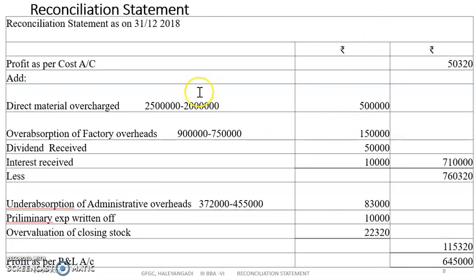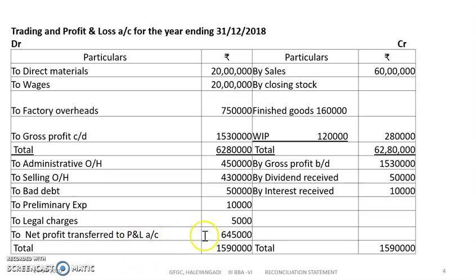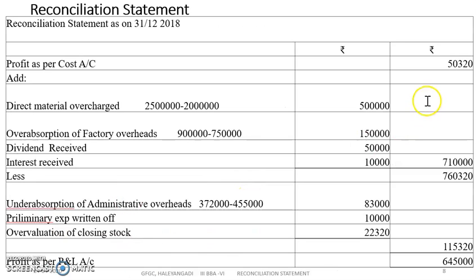Now preparing your reconciliation statement. Take the profit as per cost accounts. Take all the add items. I've already explained what the add items are and why we are doing it. Then deduct all the less items which are affecting your profit. Please remember, wherever the cost sheet profits are less, you're adding. Wherever the cost sheet profits are more, you're deducting. So add this, you get the amount, and then deduct items, and then finally you get the profit as per P&L account, which is right. We got 6,45,000 as the profit as per P&L account. So we started with cost account profit, and we arrive at the profit as per P&L account.